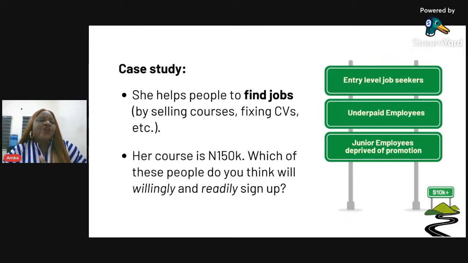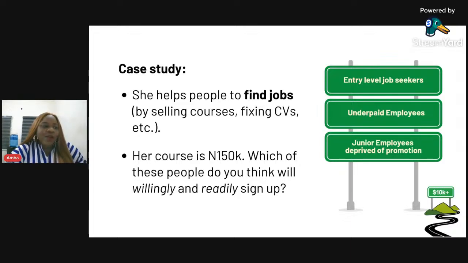One, entry-level job seekers. Two, underpaid employees. Three, junior employees deprived of promotion. So just type which one you think will willingly and readily sign up. So she helps them find jobs and she sells courses. These courses are supposed to help them find jobs. And she also fixes their CVs and stuff. So which of these three people will willingly, note, willingly and readily sign up for her 150K course? I'll be waiting to see your comments.